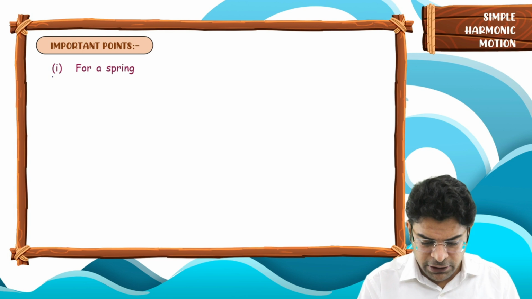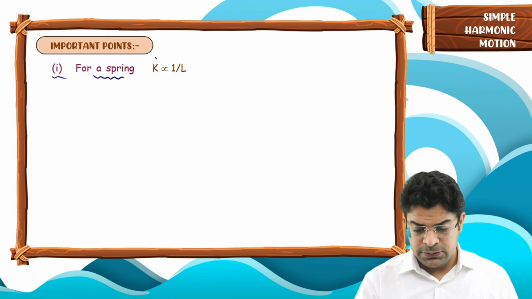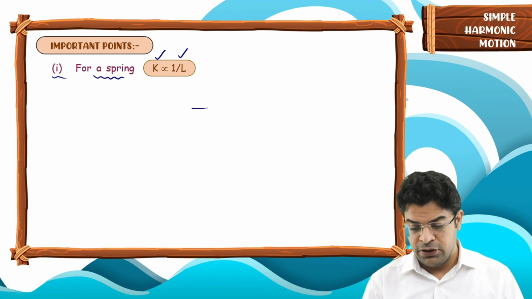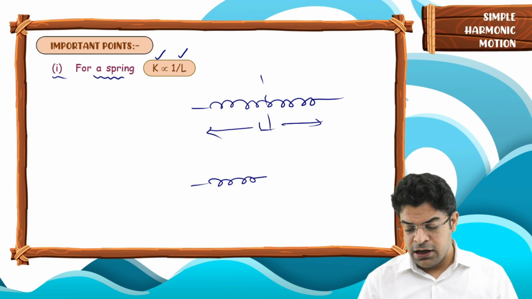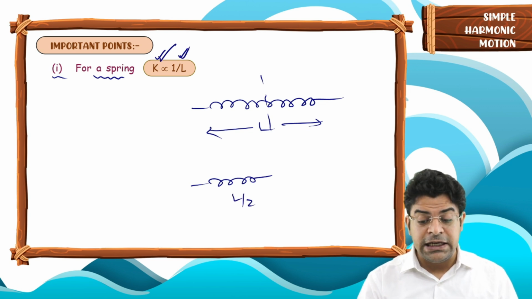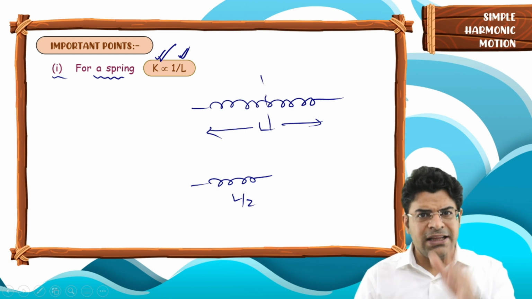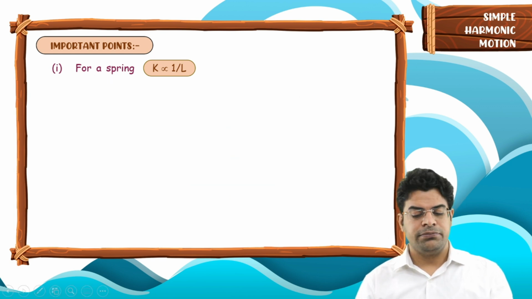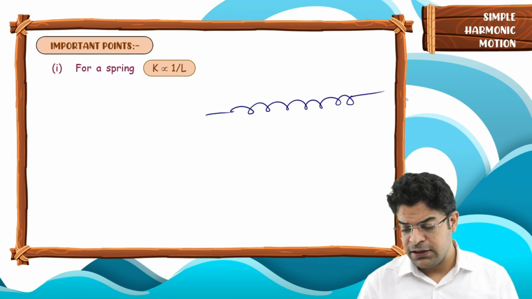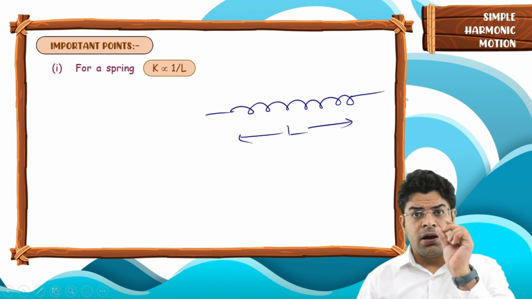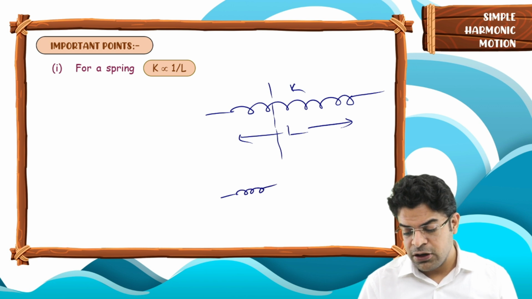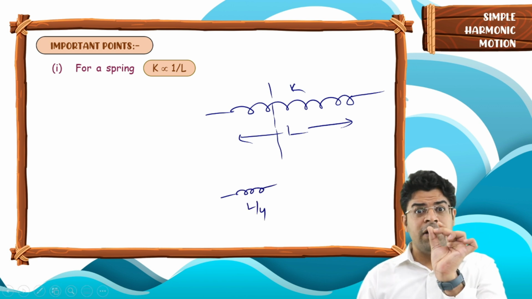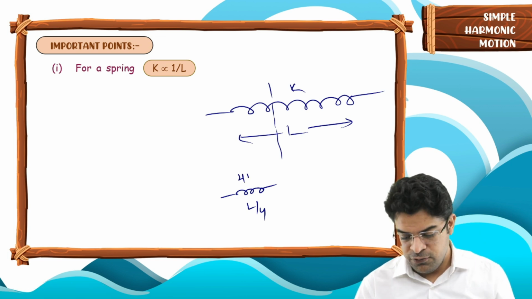So the important point number 1: for a given spring, the spring constant is inversely proportional to length. So if you take a spring of, let's say, length L, you cut it into half, the length becomes half and the spring constant is inversely proportional to length. So when the length becomes half, the spring constant becomes double. If you take a spring of length L having spring constant k, you cut out 1/4 part. So now you have a smaller spring of length L by 4. If the length becomes 1/4, the spring constant becomes 4 times, 4k.